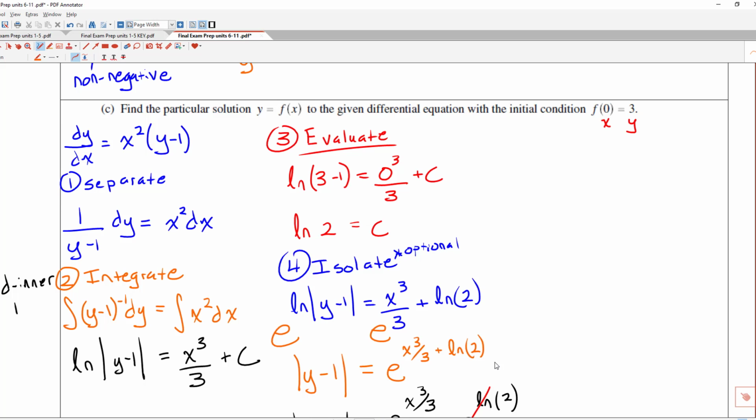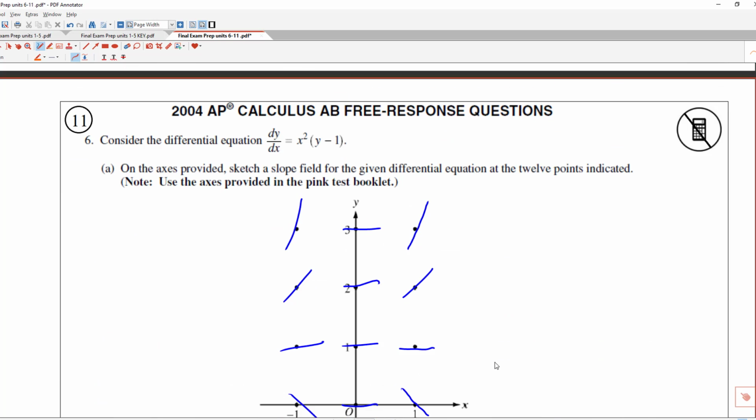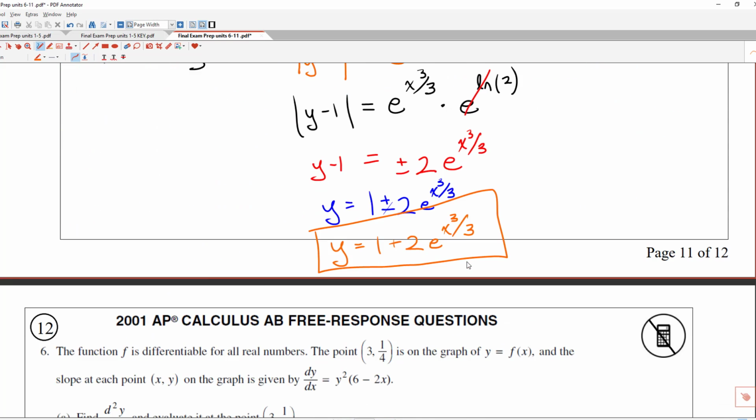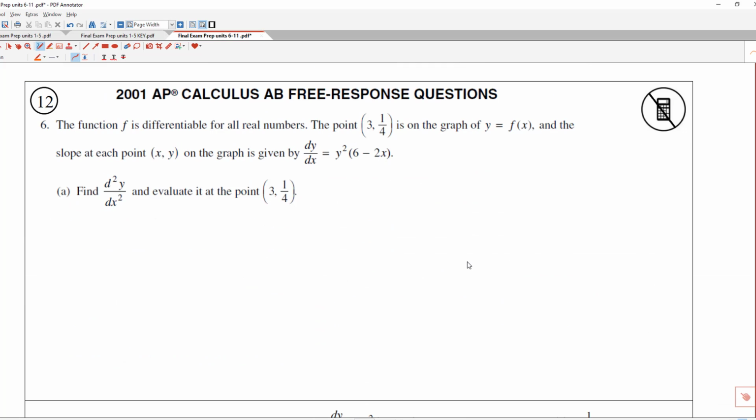All right, so that was problem number 11, and then there are students that are asking for problem number 12, so let's go through that one as well. The function f is differentiable for all numbers. And okay, so it's going to be really similar, just a new type of problem.